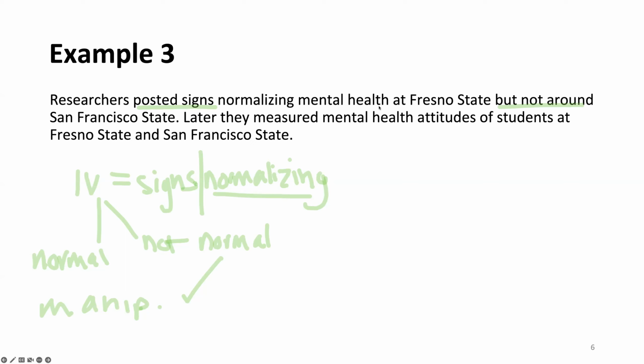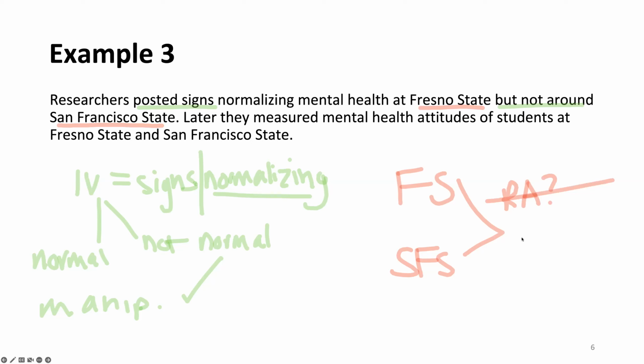We need to look at what's happening here. So we're talking about posting signs at Fresno State versus posting signs at San Francisco State. So Fresno State, San Francisco State, these are our two groups. Did we randomly assign these groups? No, they're pre-existing, right? So there could be other potential explanations about our participants that could explain if mental health attitudes were better for Fresno State students.